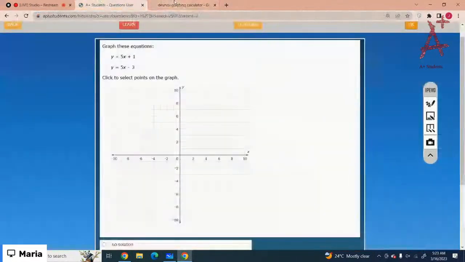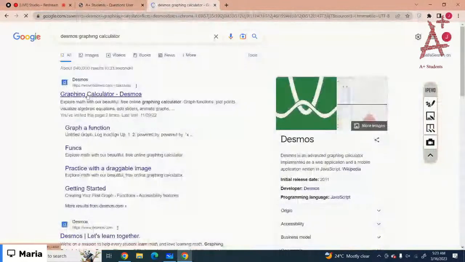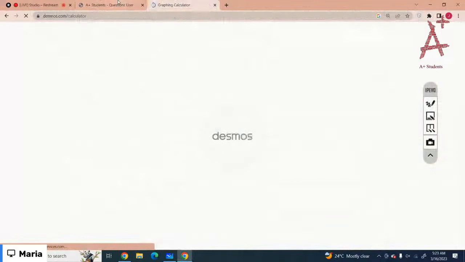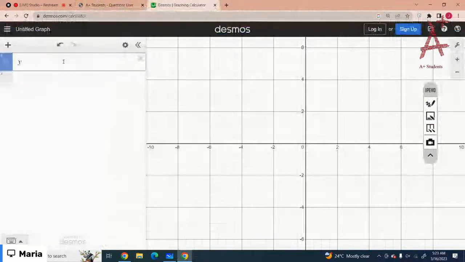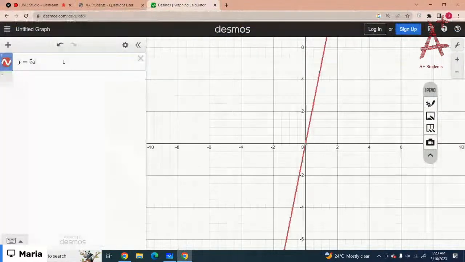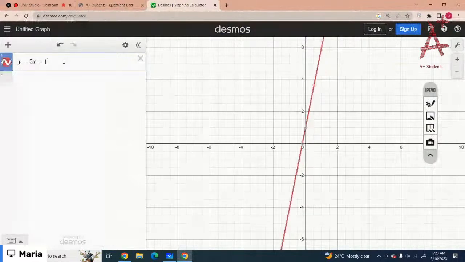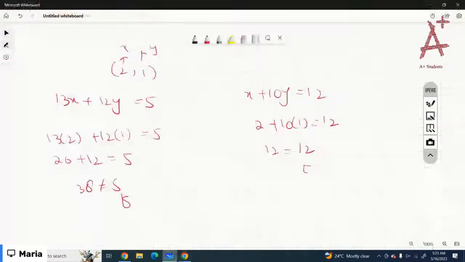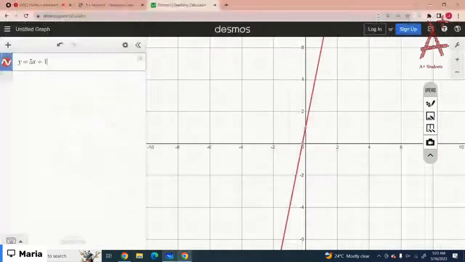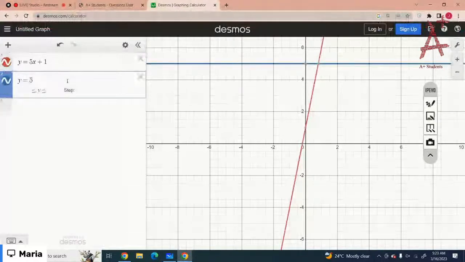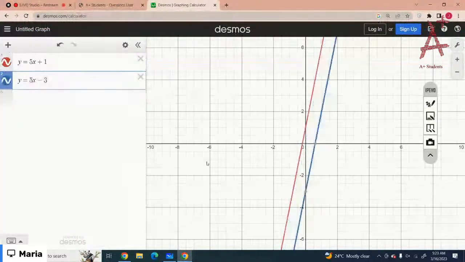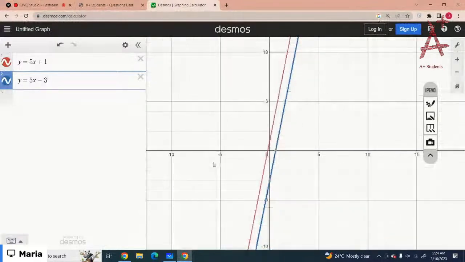Why 5x plus 1? Because y equals 5x plus 1, and the second equation is y equals 5x minus 3. Okay, here are both lines. So they are just parallel lines. Got it? The graph is never touching the y-axis.